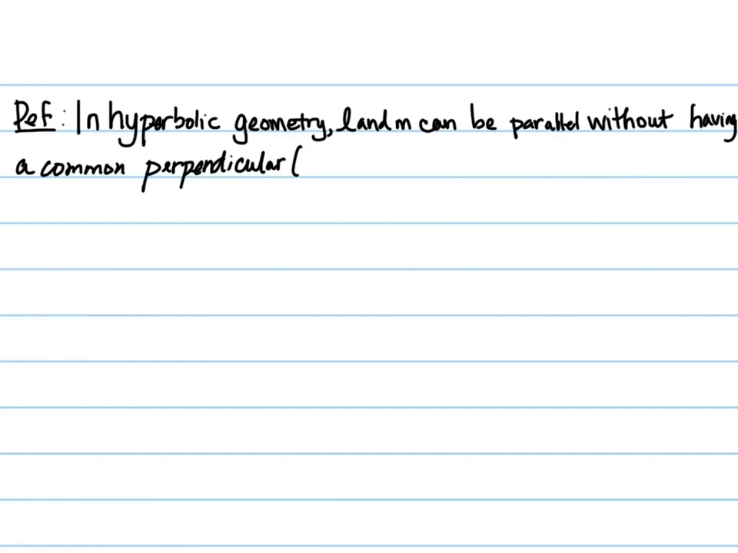And does anyone know what kind of parallelism that was called? There's two types of parallelism. There's divergent and asymptotic. And this one's actually asymptotically parallel. So this is asymptotic.